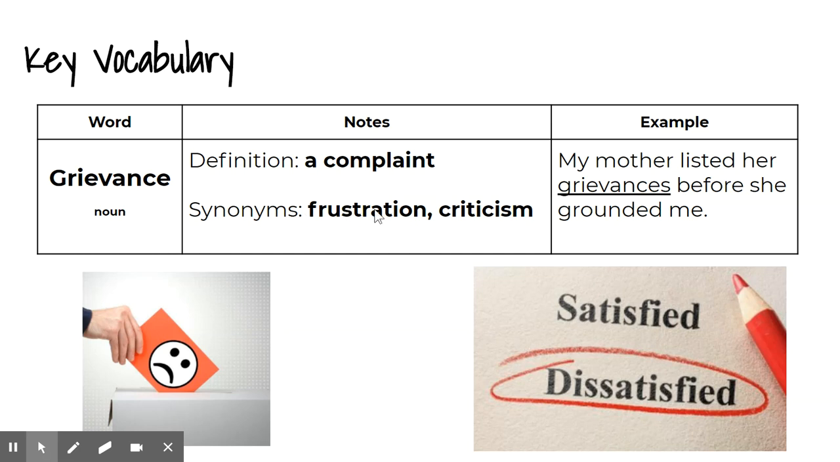Synonyms include frustration and criticism. The example sentence reads, my mother listed her grievances before she grounded me. To help you get used to this vocabulary word, you could substitute a synonym to deepen your understanding. My mother listed her frustrations before she grounded me, or my mother listed her criticisms before she grounded me.